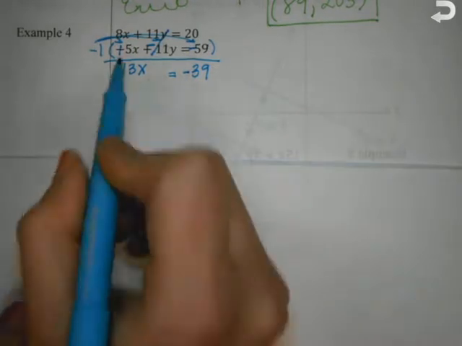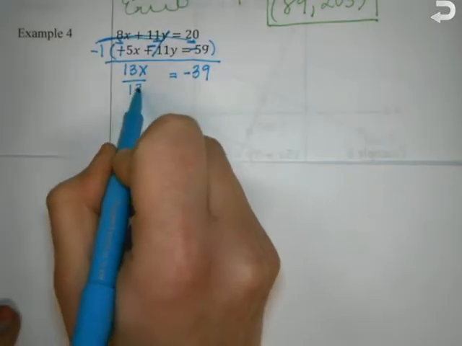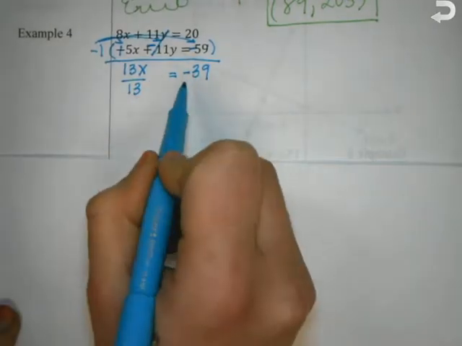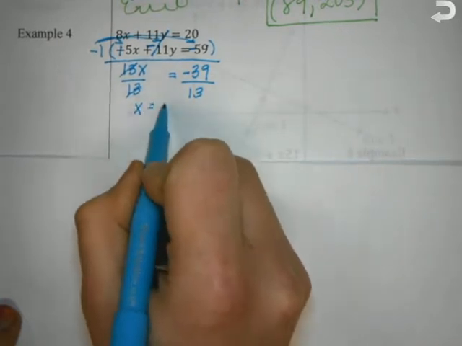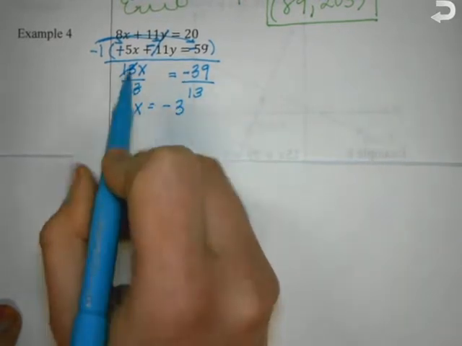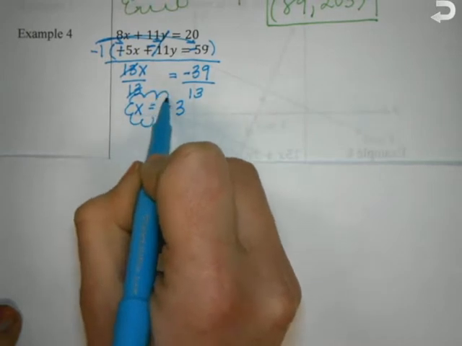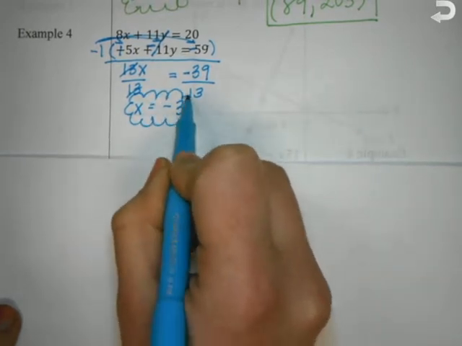So x equals negative 3. How many got x equals negative 3? Good job. For the next step, you can multiply the negative in to the top, or the bottom. It does not matter which one you do. You will always get the same answer.